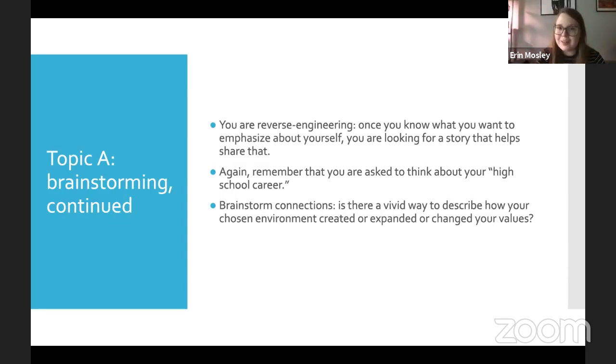So remember, high school career. And then brainstorm connections. Is there a vivid way to describe how your chosen environment created or expanded or changed your values? They're wanting to know change. This is really where you're trying to show your growth. That's what they're wanting to see here.